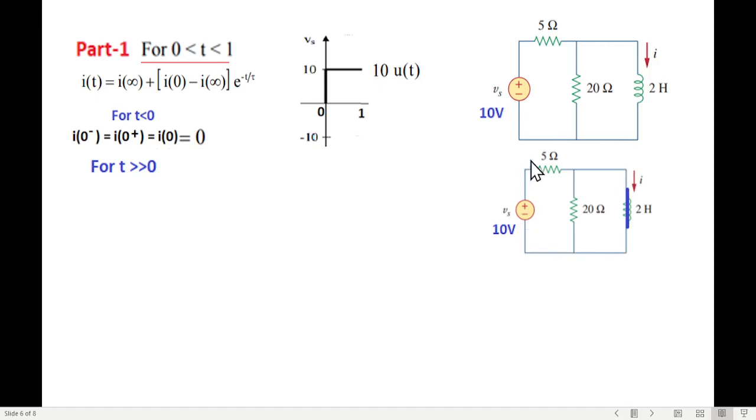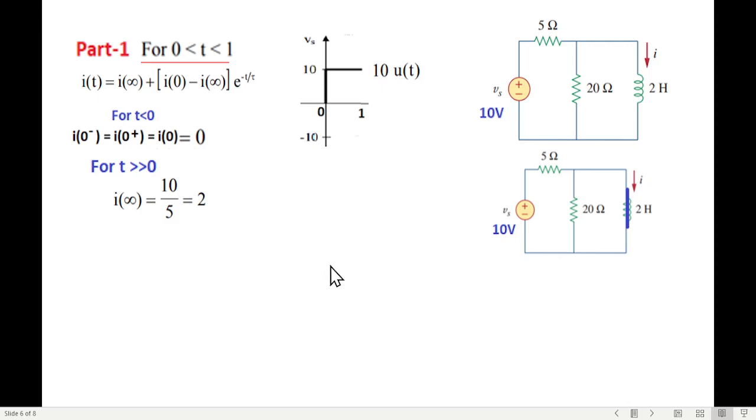The input voltage is 10 volt. Now what will be the current? You can see current from here going here will not pass through this because this has a 20 ohm resistor, whereas this path has 0 resistance. So the current will pass through this, and therefore the current value will be 10 volt divided by 5 ohm. So we'll say that I infinity is 10 volt divided by 5. That means 2 amperes. Okay, so I0 we have found, I infinity we have found.